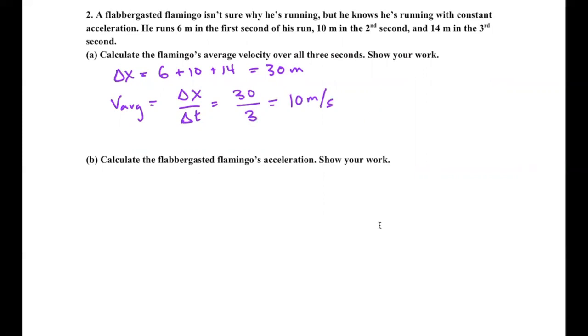There's other ways to get this. I think this is the most straightforward way. You just add up the displacements, divide by the time. That's the average velocity. How do you get acceleration here?